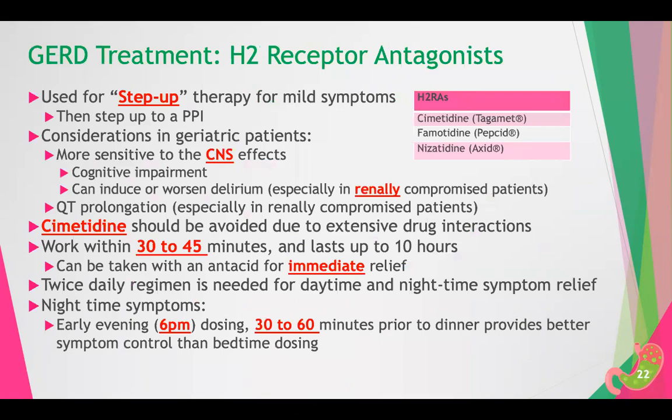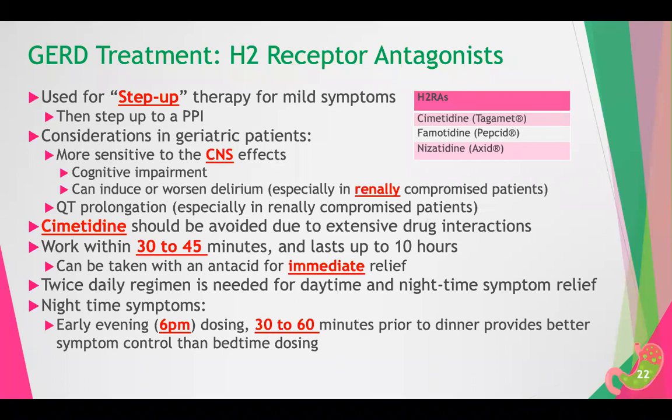Our second class of medications is our H2 receptor antagonists, and these are used for step-up therapy for mild symptoms. What this means is they will begin on an H2 antagonist, and then they will step up to a PPI. Some of the H2 antagonists on the market are cimetidine, famotidine, and nizatidine.